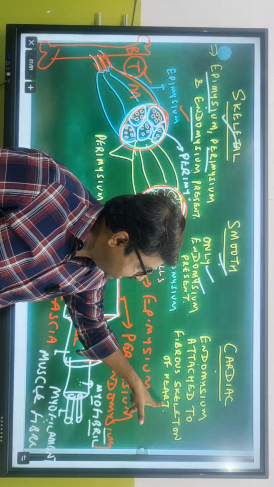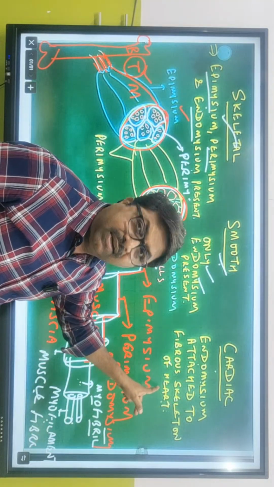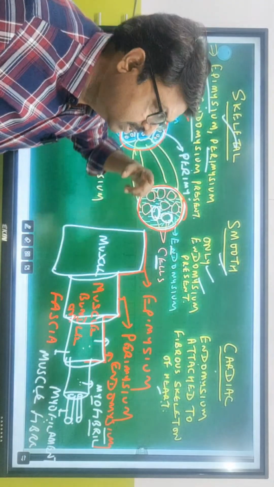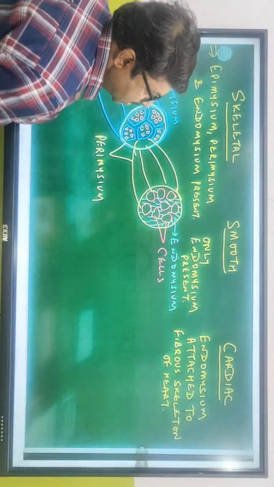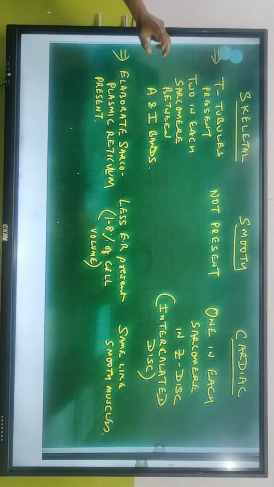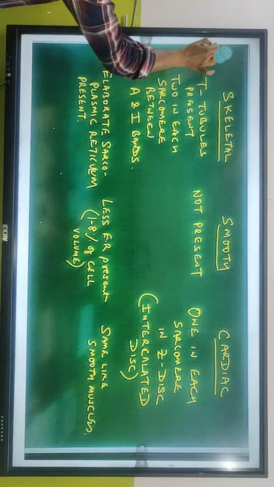Endomysium सिर्फ कहां पे attached है? Fibrous skeleton of the heart muscles. बोलो समझ में आया क्या? Skeletal muscles में क्या रहते हैं? What are present in skeletal muscles?